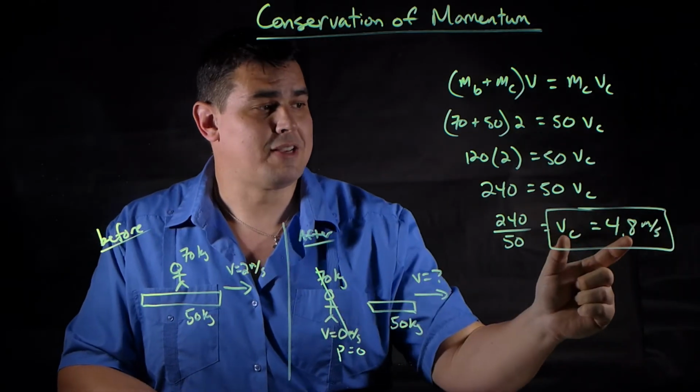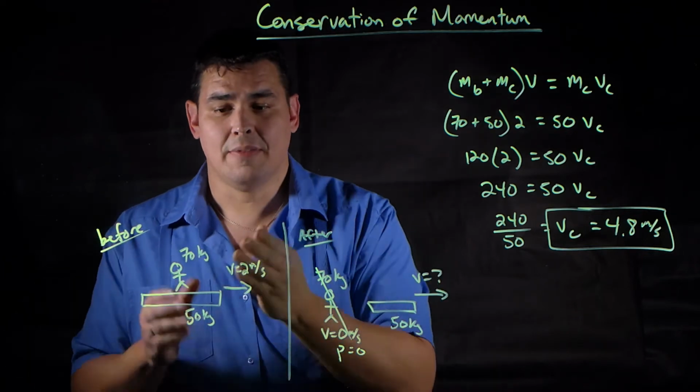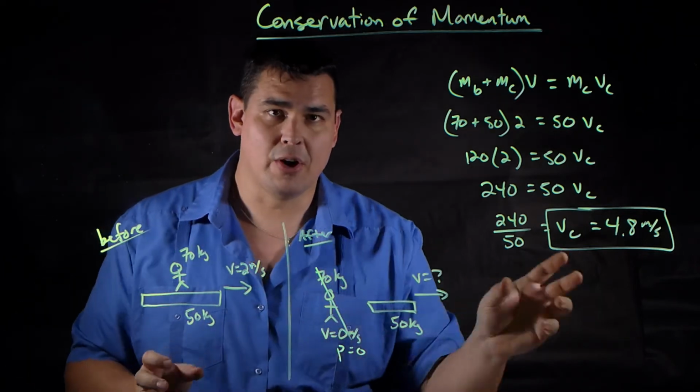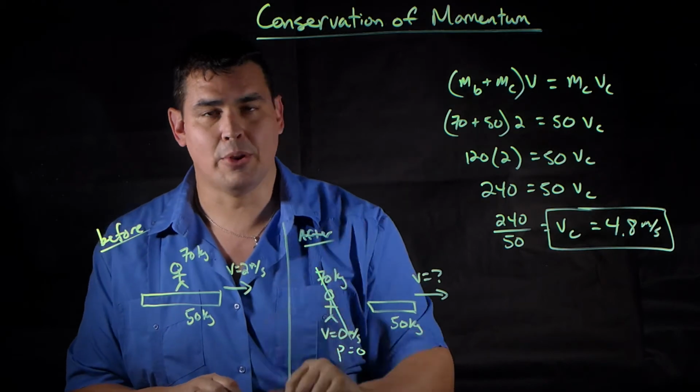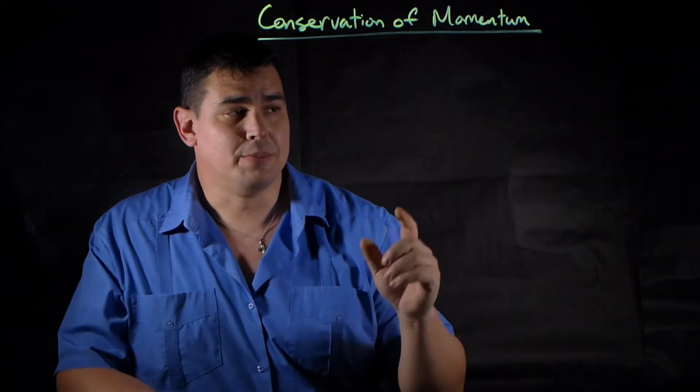So my velocity of the car should be 4.8 meters per second afterwards. Which makes sense because it was heavy. The boy jumped off, so now the cart is going to be going faster. And because that boy didn't contribute anything, that's why this thing sped up, because its mass had gotten smaller. Okay, so here's our last example.